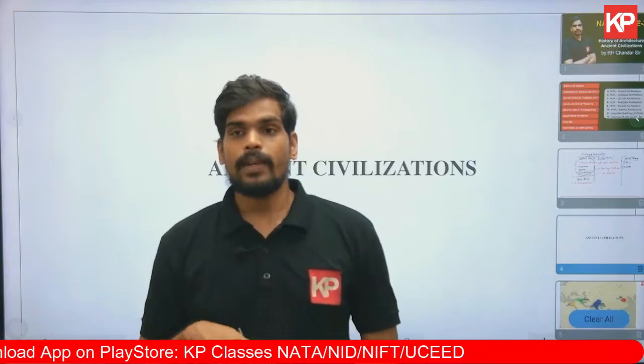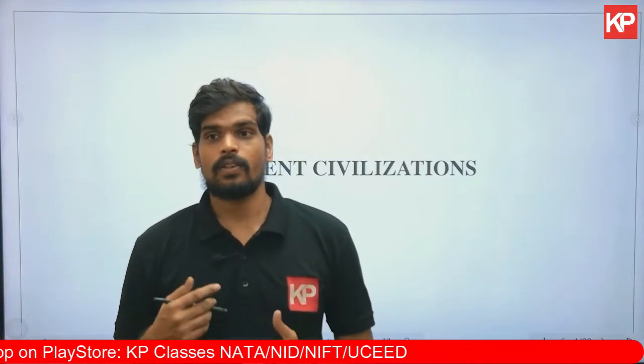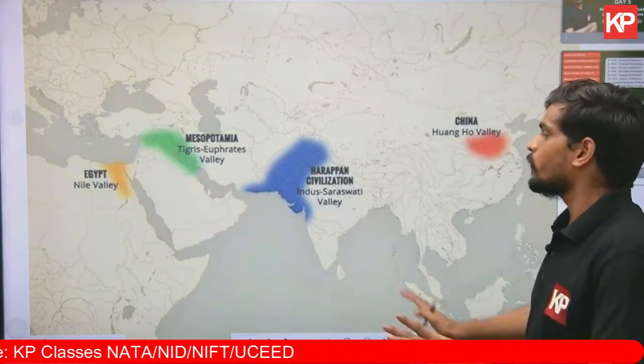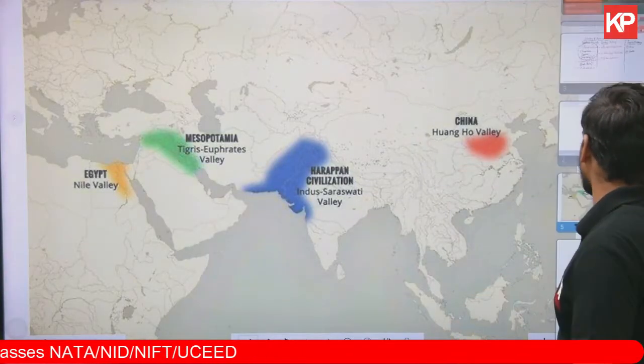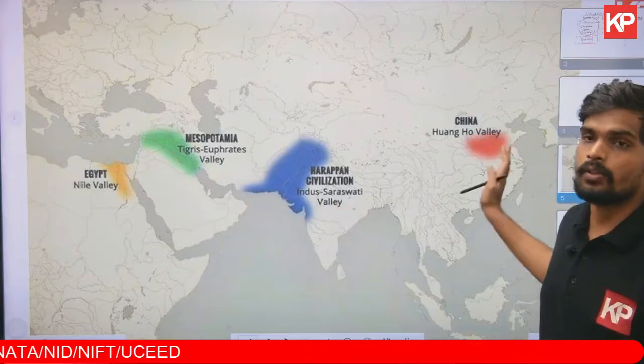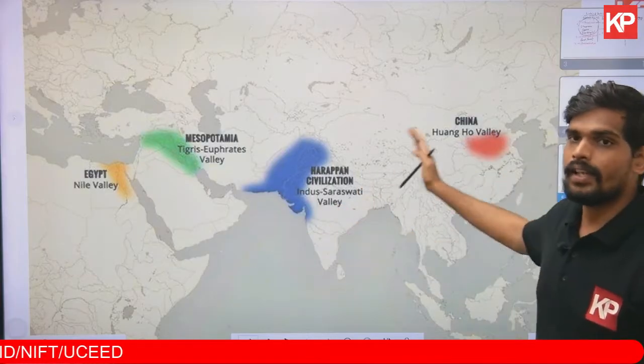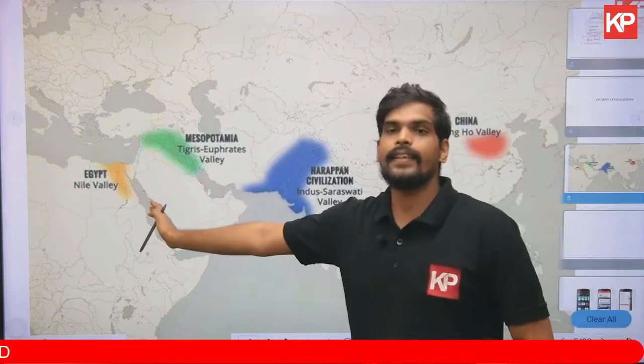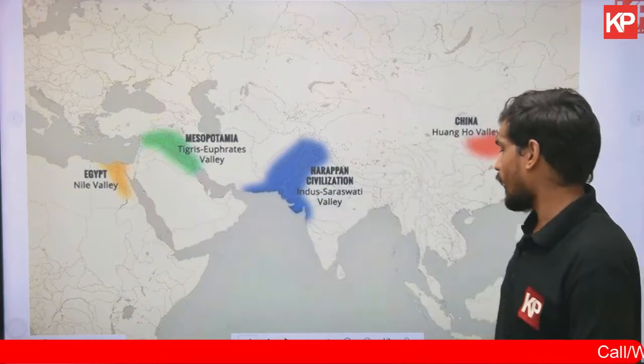Now, there are 4 major ancient river valley civilizations, or ancient riverine civilizations, of the world. You can look at this particular map to get an understanding. They are spread throughout the world, starting from China, India, and also in the Middle East in Iran and Iraq, and then in Egypt, in the north of Africa as well.